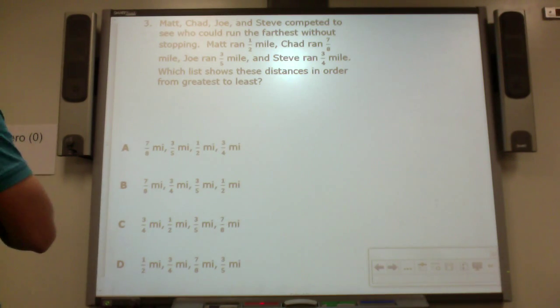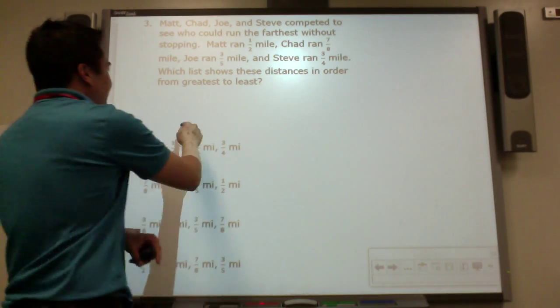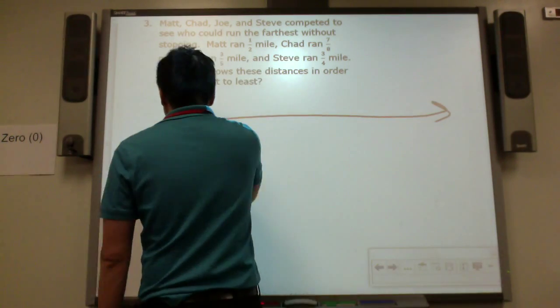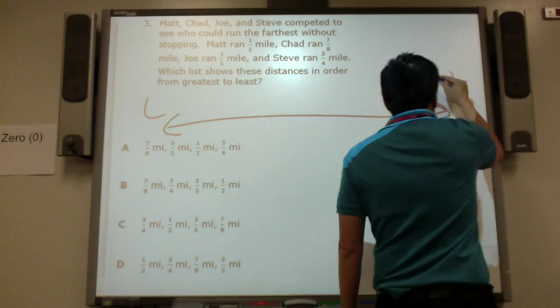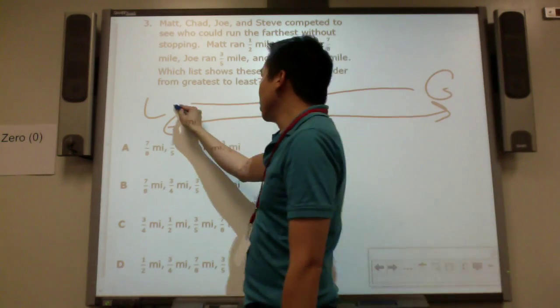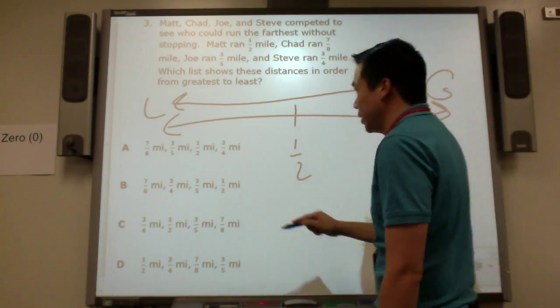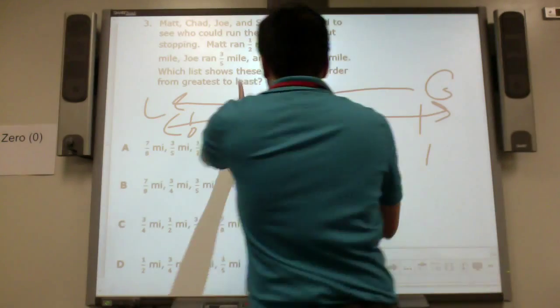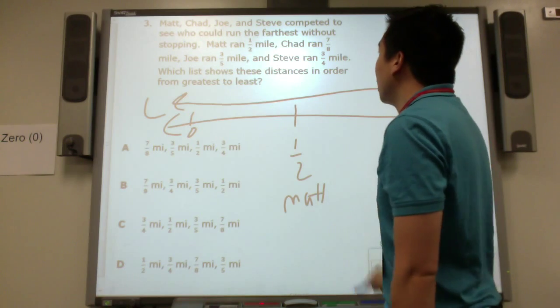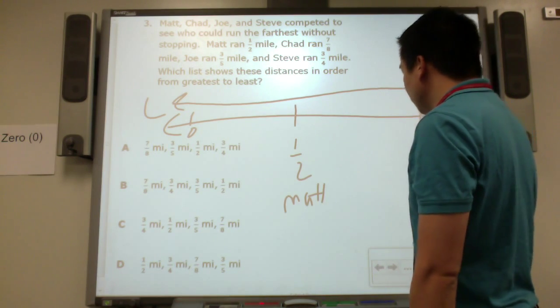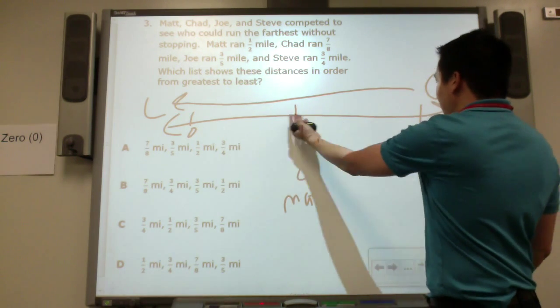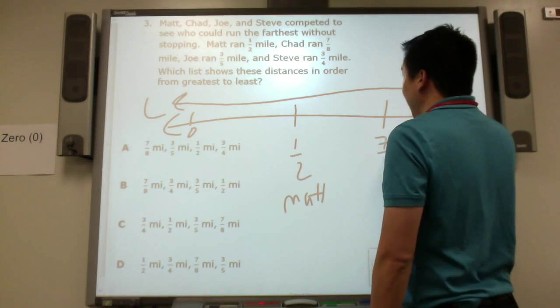Matt, Chad, Joe, Steve could run the farthest while stopping. Put them from greatest to least. What do you remember about a number line? It goes from least to greatest. So we're going to look from right to left. So this is half. This is 1. This is 0. Whatever you did, Matt, by accident, half. Chad is 7/8. Well, think about it. These are 8 parts. He's probably going to be somewhere on this side. So 7/8 is Chad.